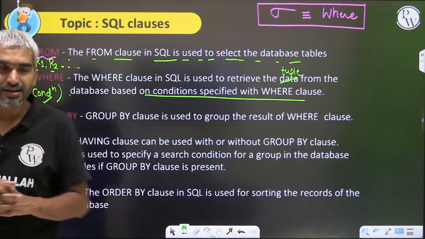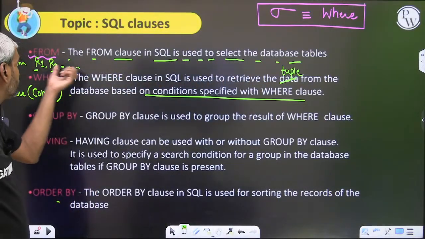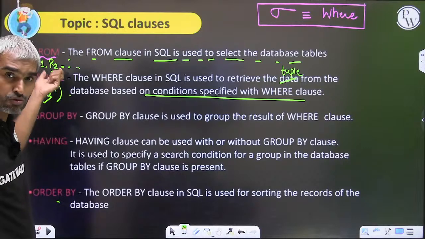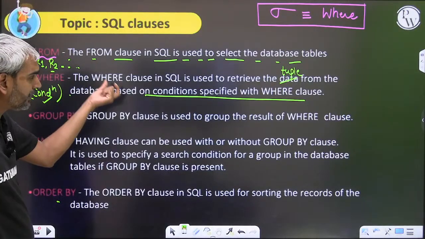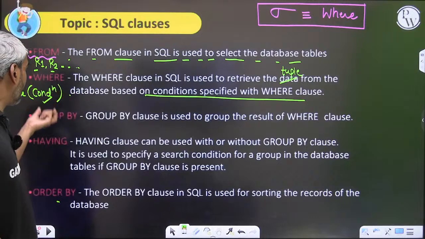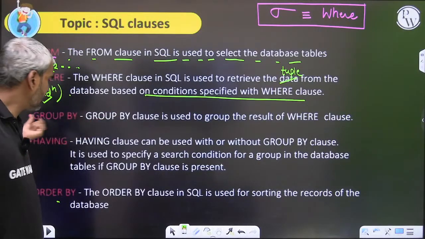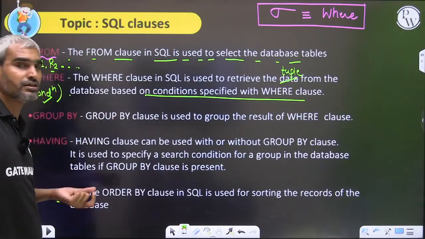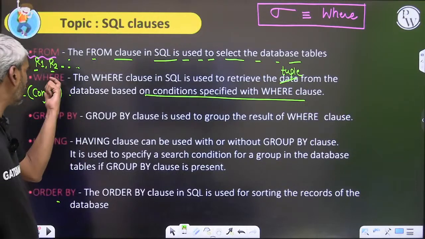Sir, generally we are taking the tuples from the relation. On those tuples from the relation, we are applying the where condition. On the selected tuples, we are using the group by clause. That is, we are trying to group the output of the where clause.